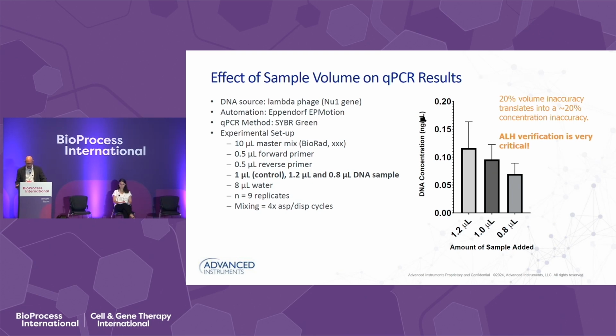and you look at 1.2 and 0.8, you can see that the 20% volume inaccuracy translates into roughly 20% concentration inaccuracy. If you're looking for a specific biomarker in this particular case, and the concentration is incorrect, then your biomarker quantification is also going to be incorrect. So it's important to understand just how critical it is to assure you're getting the 1 microliter and getting your assay correct, because a 20% volume inaccuracy is going to cause problems with your assay.